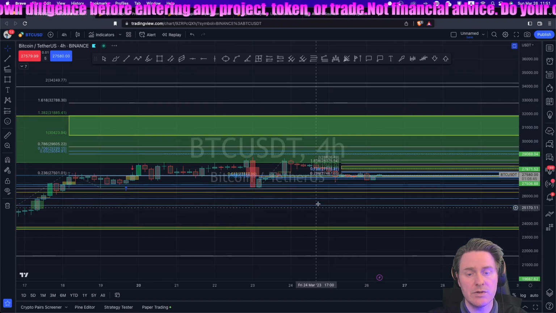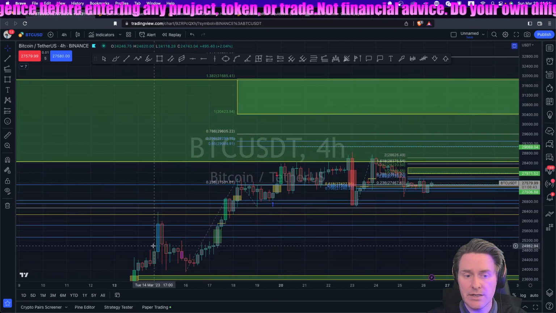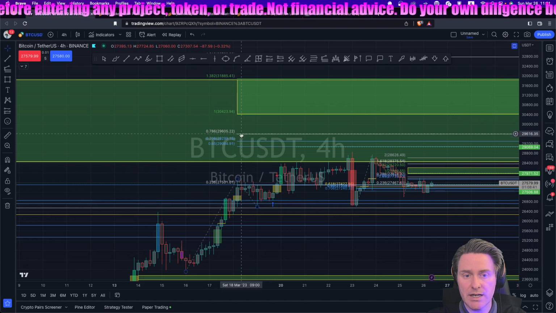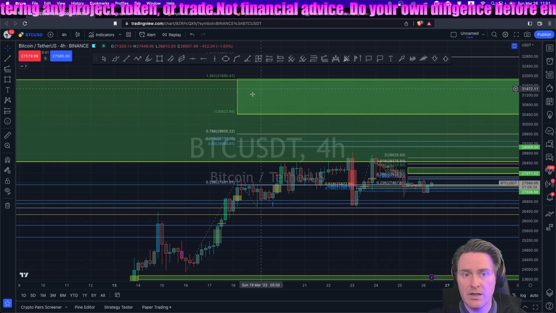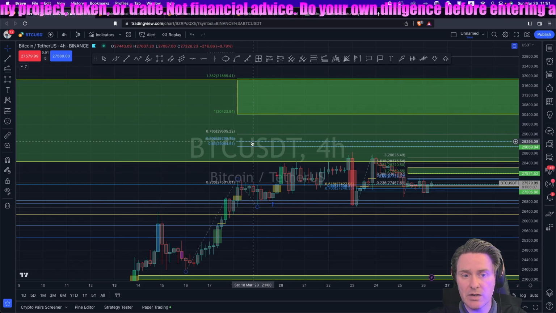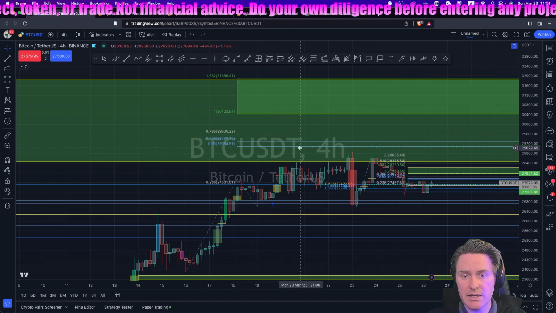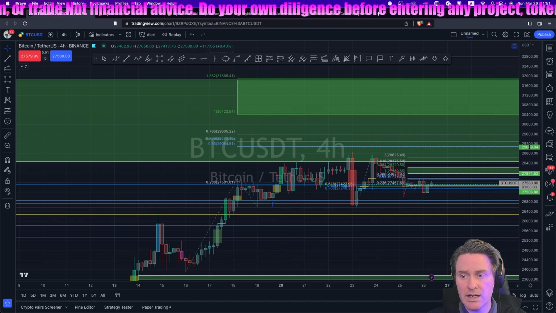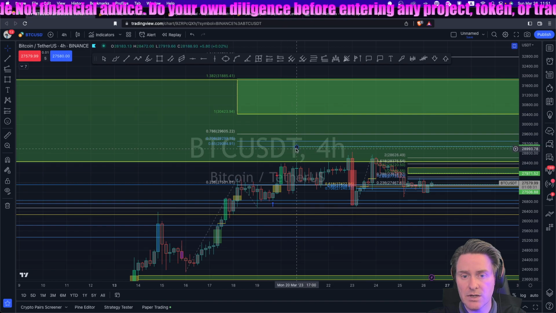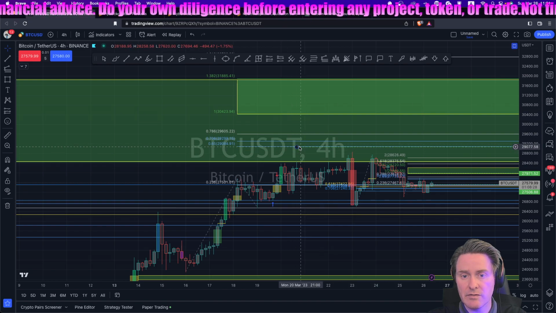So we'll go into the 4 hour. And so from this impulse retrace idea, you have another path inlaid within the bigger idea. So you have some resistance ideas here at 2969, which is where I have the conservative target put.